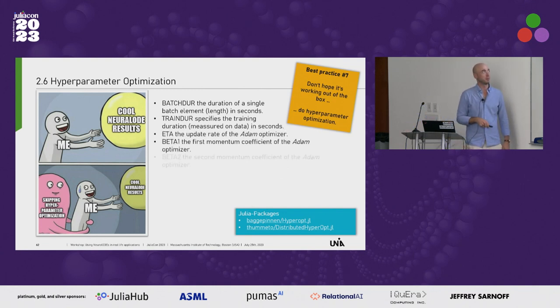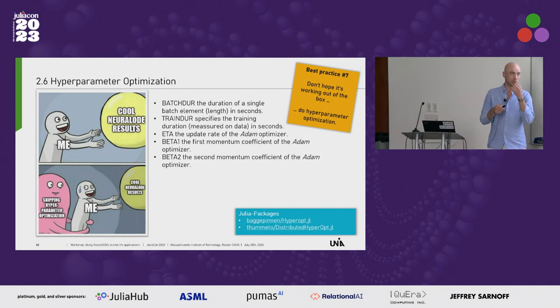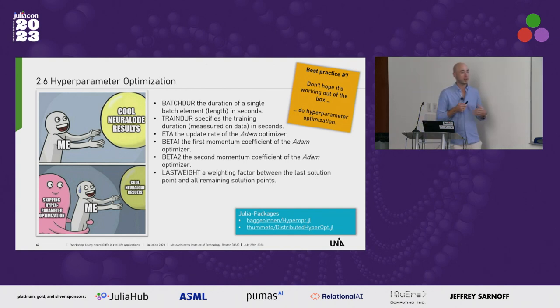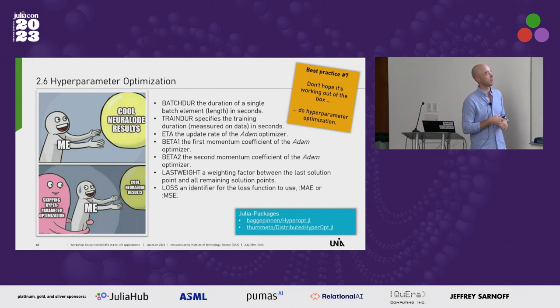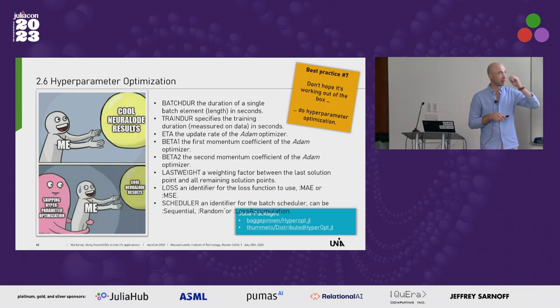The parameters eta, beta 1, and beta 2, you might know from the Adam optimizer: that's the update rate, and the first and second momentum coefficients. Last weight determines how much we weight the last element in the batch compared to the remaining solution points. Loss, whether we take the mean absolute error or mean squared error. And the last thing is we have different schedulers pre-implemented. There are some more than the 3, but it's only a quick insight.